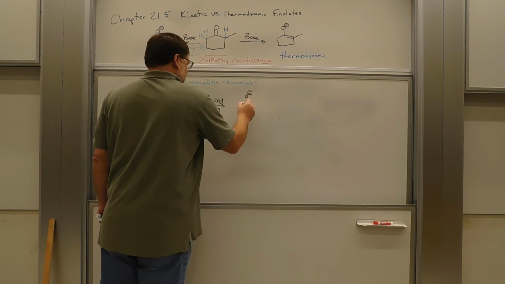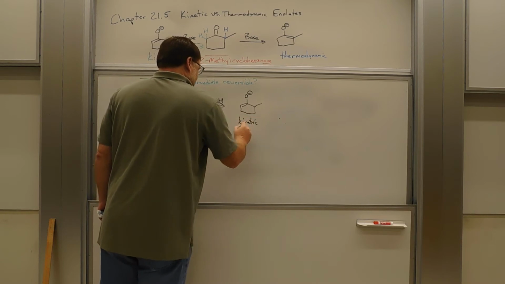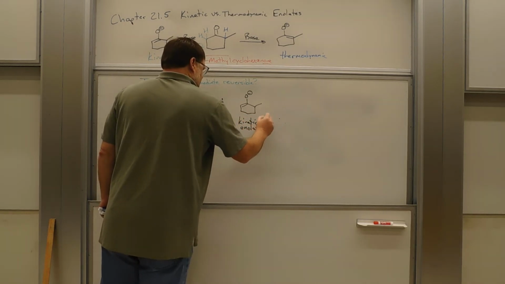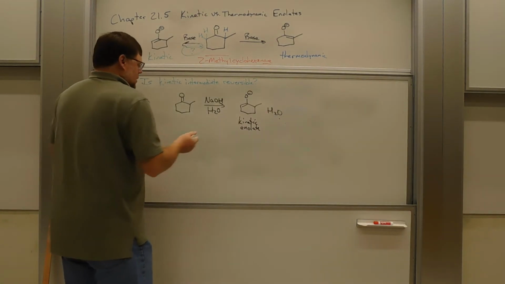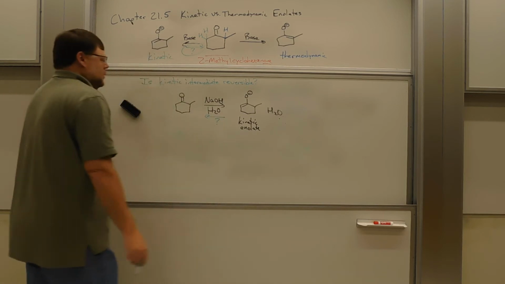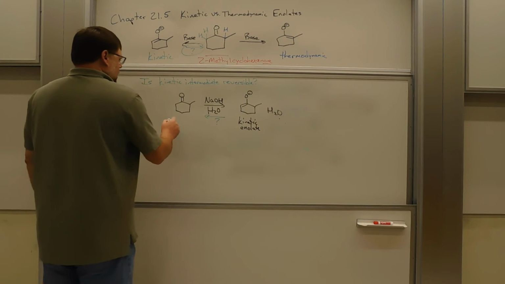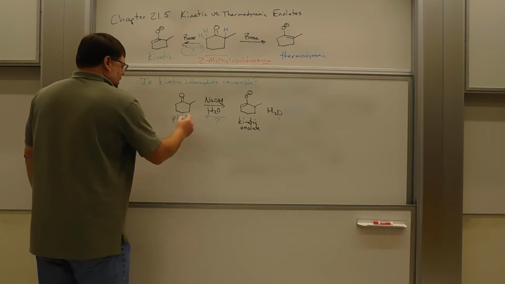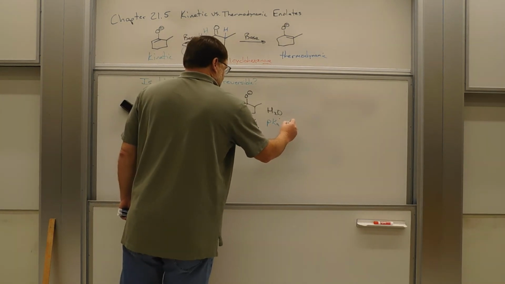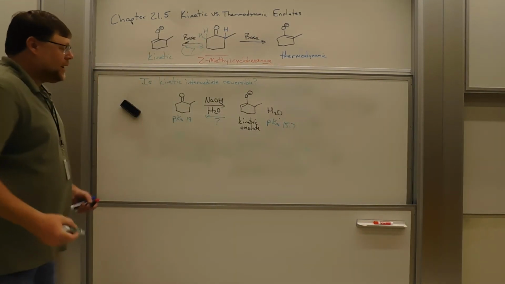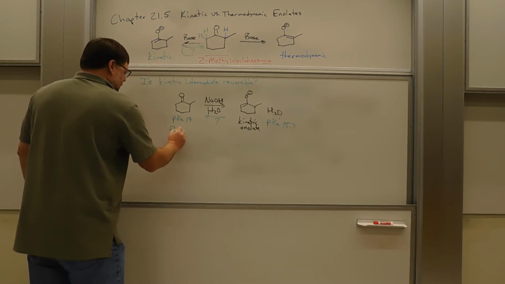So kinetic. So this is our kinetic enolate, and we get water. And so now the question is, does this back reaction happen? Okay, well, so the pKa here is about 19. pKa here is 15.7. So yeah, not only does the back reaction happen, this side of the equation is favored at equilibrium.